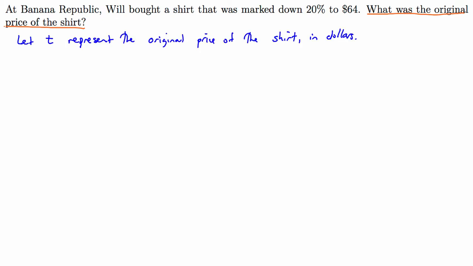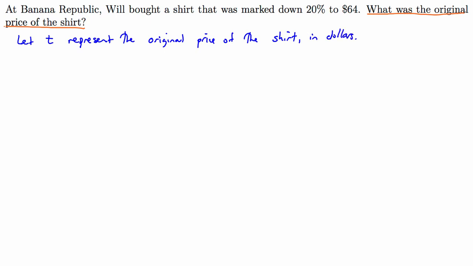To pick my variable, I do not want to use O for original, P for price, or S for shirt. O is typically a poor variable to use because it looks like a 0. P could be confusing because it could also be percent, and my S's tend to look like 5s. So I will pick T. Let T represent the original price of the shirt in dollars. I'm being sure to include the unit in that definition.